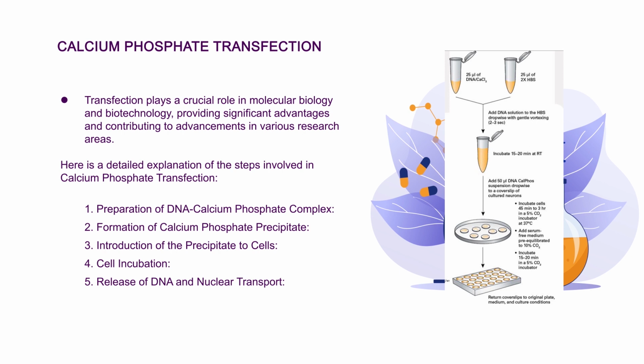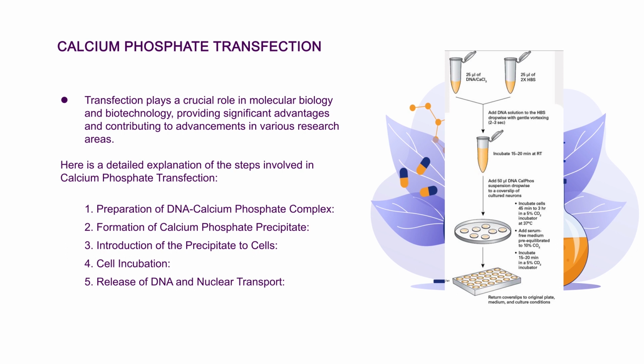The detailed process starts with the preparation of the DNA calcium phosphate complex. The DNA of interest is typically prepared in a separate solution and mixed with an equal volume of 2x HBS buffer.